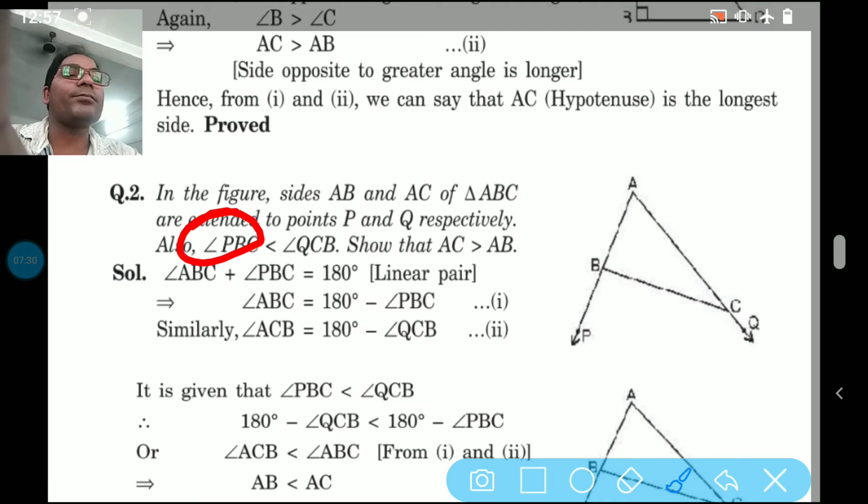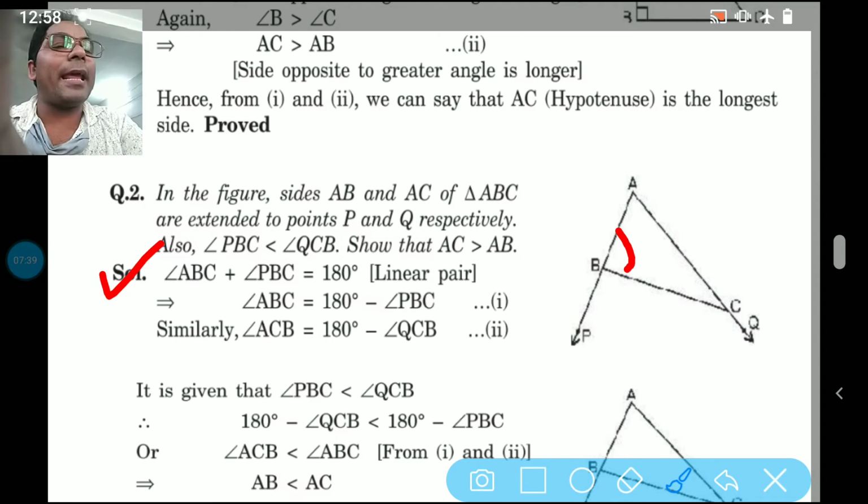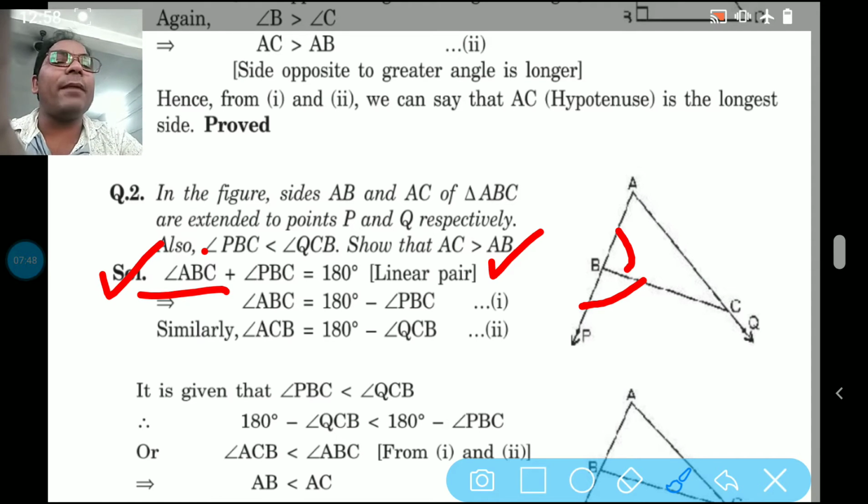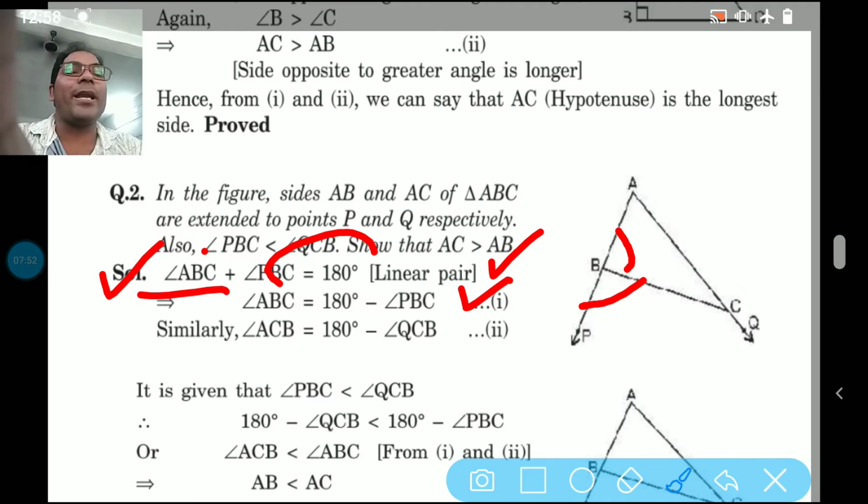Here it is given. Now you can see angle ABC plus angle PBC, angle ABC, this one, and angle PBC, that is 180 degrees, a linear pair. Okay. So if we keep ABC on this side and PBC on that side, then angle ABC equals 180 minus angle PBC. Similarly, angle ACB is equal to 180 minus angle QCB.